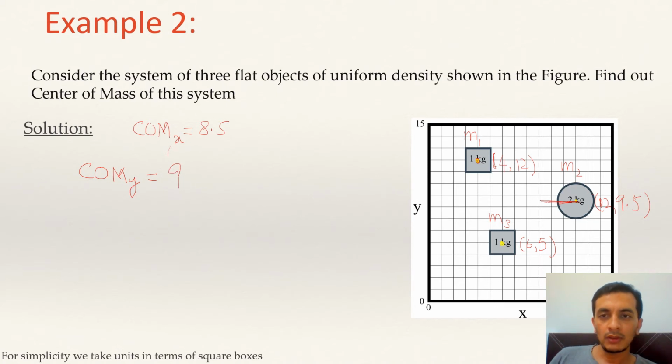Therefore, first we count x, which is 8.5: 1, 2, 3, 4, 5, 6, 7, 8. This is 8 and this is 8.5. So x is 8.5 and y is 9. First we see 9: 1, 2, 3, up to 9. Then we go horizontally by 8.5, 1, 2, 3, up to 8, and this is 8.5 here. So this is our center of mass, COM, and its coordinates are 8.5 and 9. This is our center of mass for this system of masses.